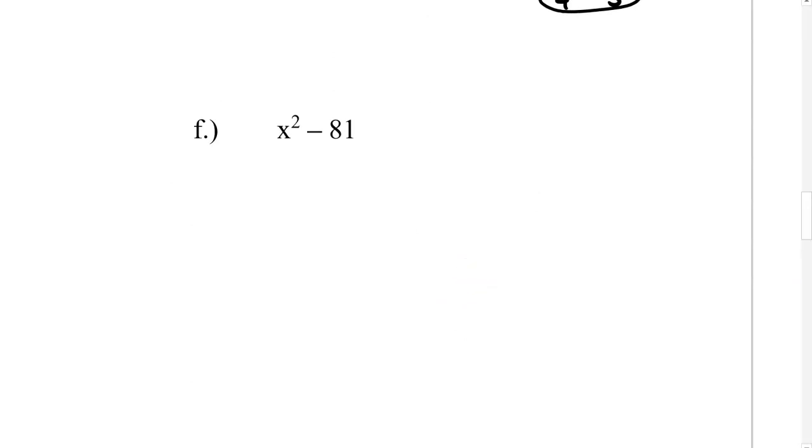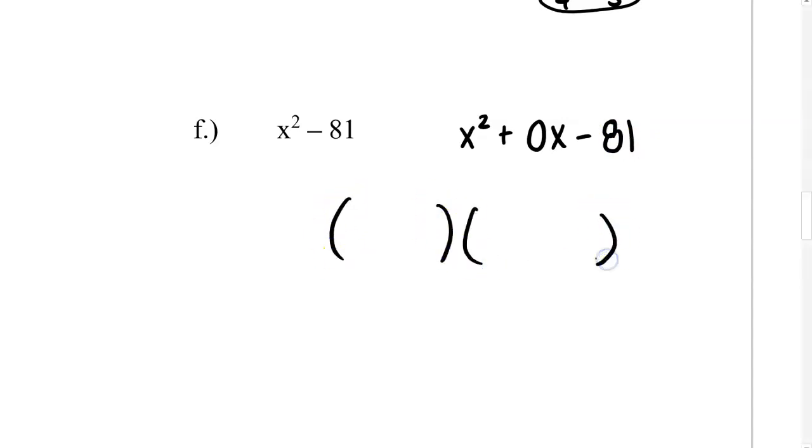In this example, we don't see a B term. This would be the same as if we wrote 0 as the coefficient on the x term. Okay, so we can still ask ourselves the same question. We're going to set up our frame and say what multiplies to negative 81 and adds to 0.